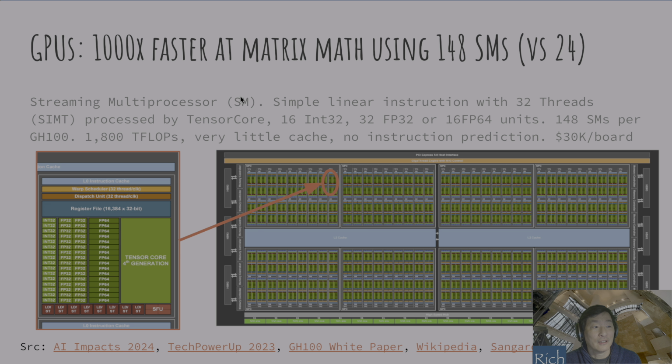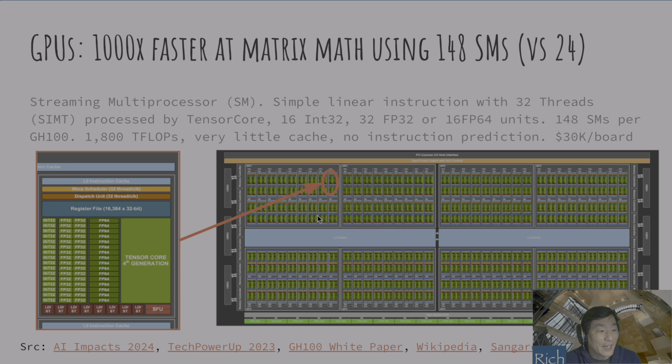Now, how does it do it? The answer is something called a streaming multiprocessor. A typical GPU in an H100 has 148 of these things, versus say 24 with Intel. And it's got a very, very regular structure. This is an eye chart, but the thing on the right is actually all 148 of these things duplicated in a single chip. And you can see they're much smaller modules because they're not doing as much.